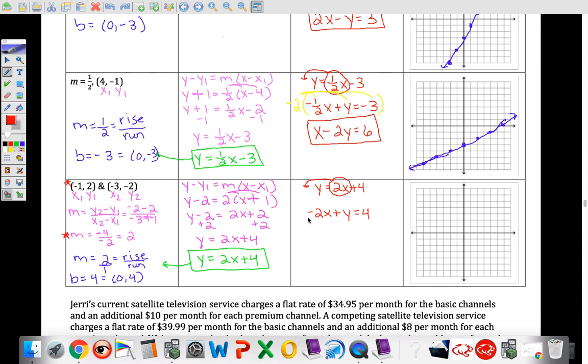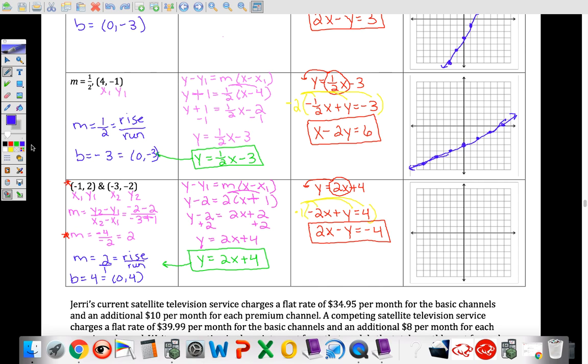Okay, and what I'm going to do is check my no-nos. I see I have one no-no right here. It's a negative. So to get rid of the negative, you multiply everything by a negative 1. And so once you multiply everything by negative 1, you end up with 2x minus y is equal to negative 4. So there's your standard form.